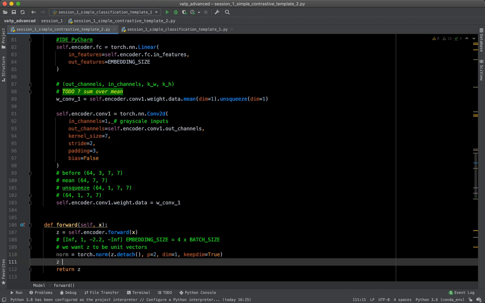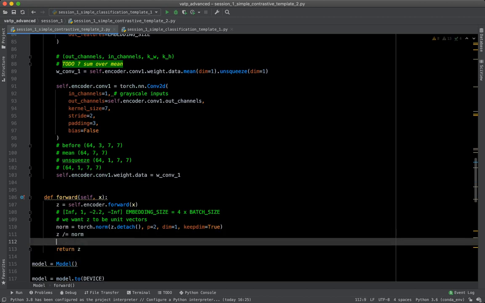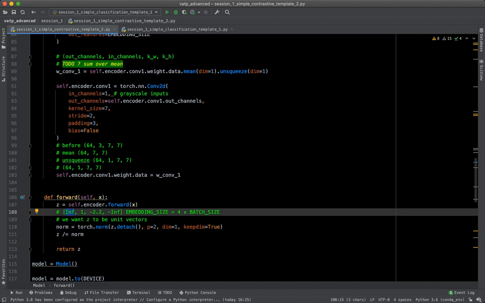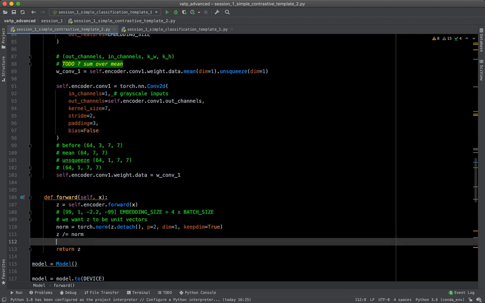Then we will divide z by the norm, and we get the unit vectors. So after this operation, of course, it will probably not go to infinity, because the training procedure will prefer it to stay closer to that spherical space. But if it would be unbounded, it could go to infinity. So here, the output will be then.